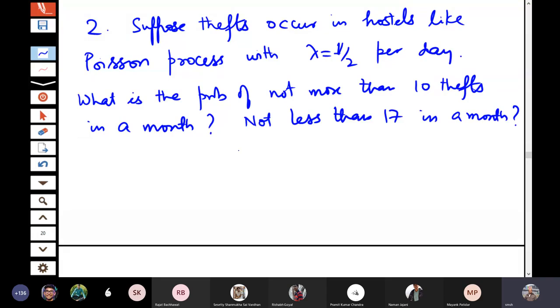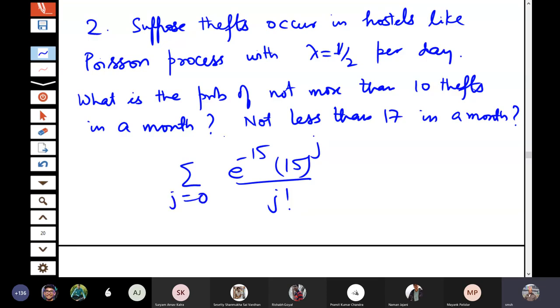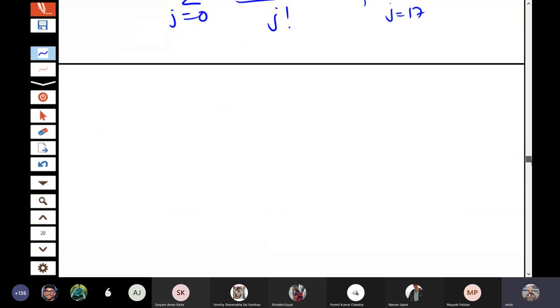If you want to calculate using the Poisson distribution, it is e to the power minus 15, 15 to the power j by j factorial, with j equal to 0 to 10, or for the other one, j equal to 17 to infinity, and so on. As you can see, because of the large scale approximations involved, a lot of computational error comes in if we do the calculations. So let us use the normal approximation here.